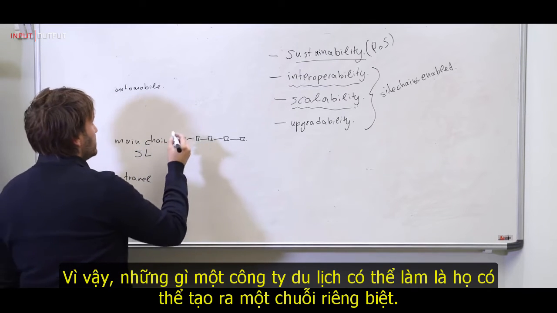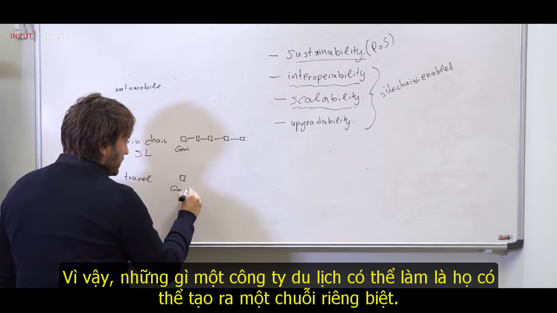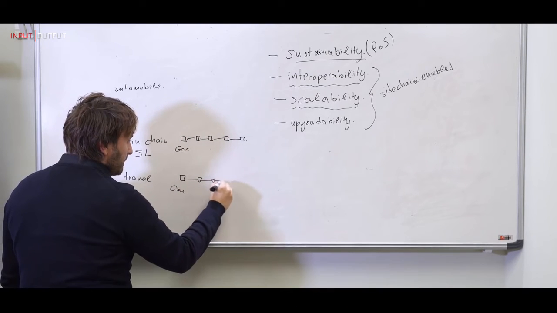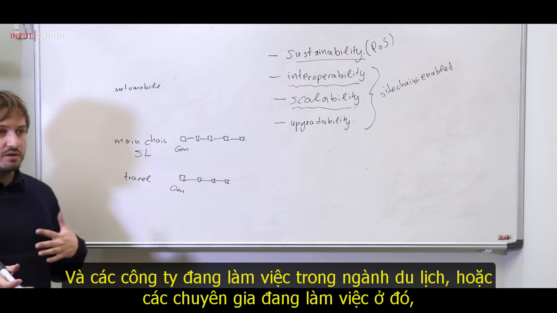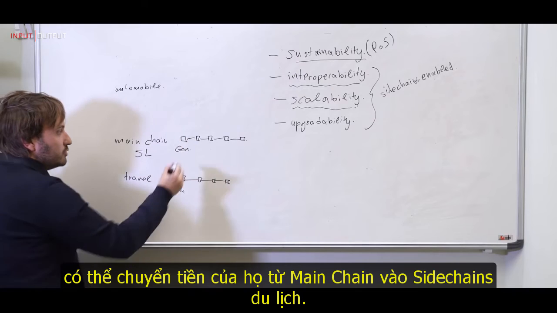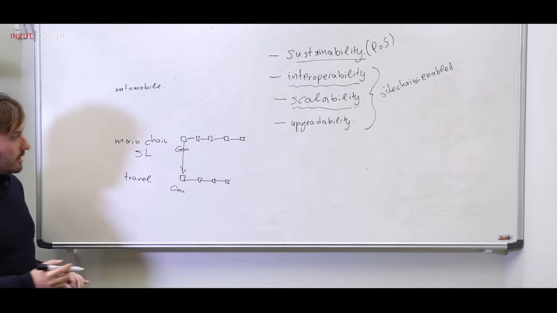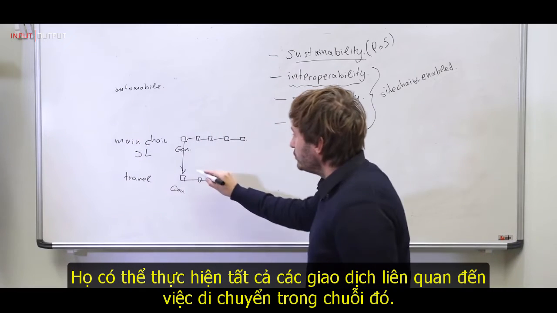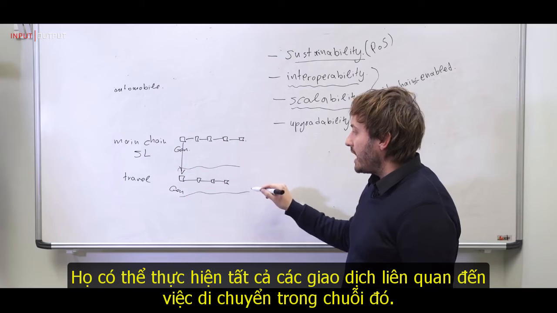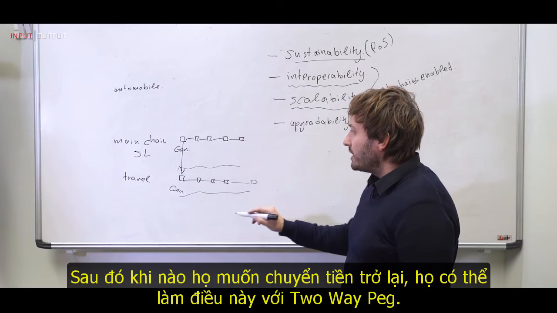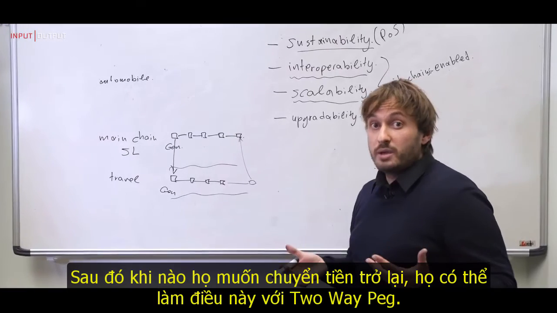So what a travel company could do is create a separate chain, and then the companies working in the travel industry, or the professionals working there, could move their money from the main chain into the travel industry chain, and then do all the transactions that pertain to travel within that chain. And whenever they want to move money back, they can do this with a two-way peg.